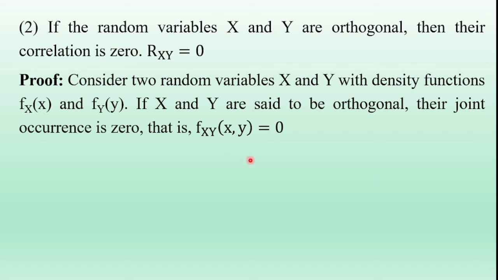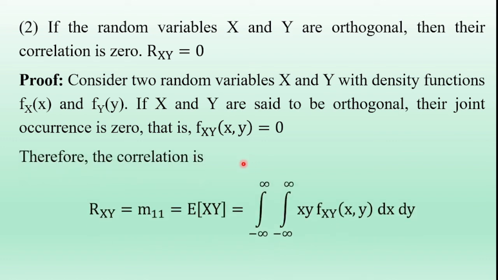Applying this condition into the correlation expression, the expectation of XY is equal to 0. So that is the second property of the correlation between two random variables. These are some important properties of the correlation between the random variables X and Y.